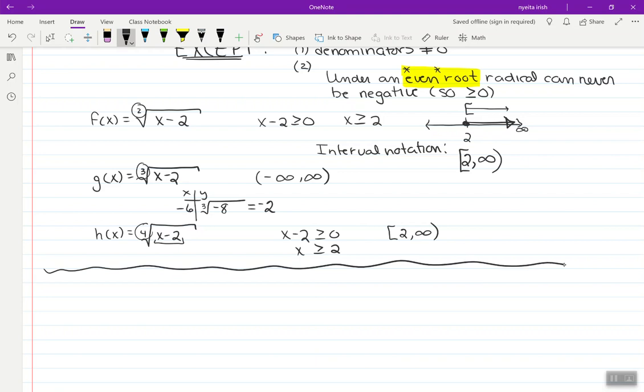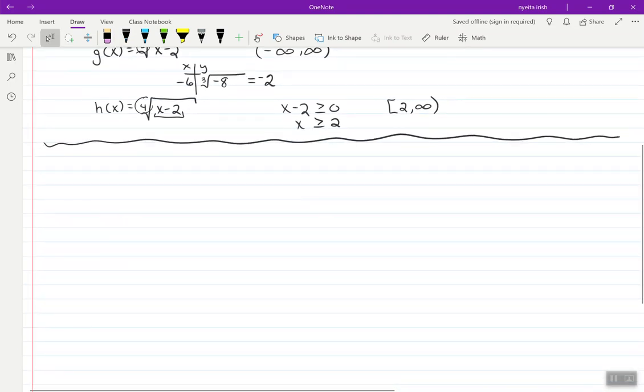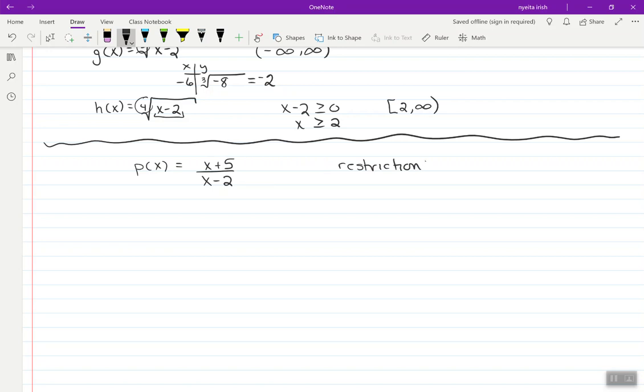Right? So moving on to our fractions, if I have p of x equals x plus 5 over x minus 2, the denominator cannot be 0. The numerator has nothing to do with this. The numerator could be any number we want, as long as it's not under a radical symbol. I don't have a restriction up here, but I do have a restriction in the denominator. So if I take a look at that restriction, x minus 2 can't be 0. You can't divide by 0, so that whole thing can't be 0. Solve for x.